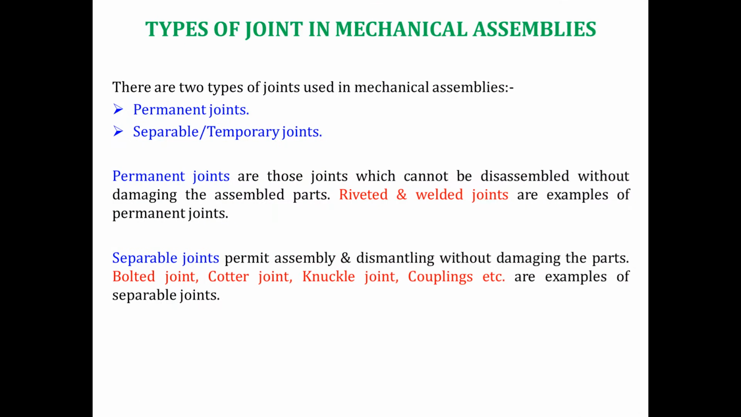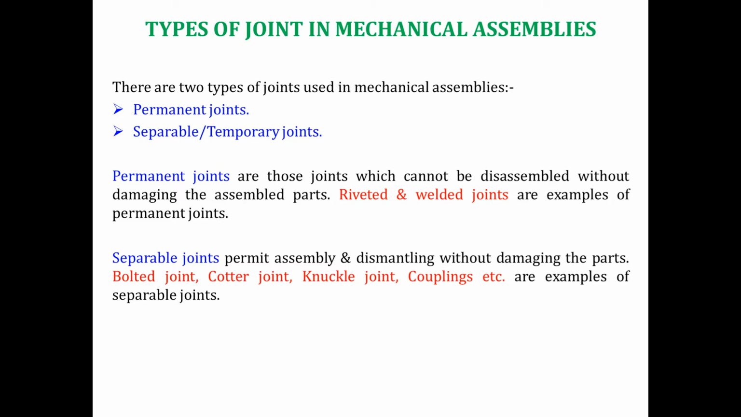Okay. What is a permanent joint? Permanent joints are those joints which cannot be disassembled without damaging the assembled parts. That means in a permanent joint, assembling and disassembling of parts are not permitted.